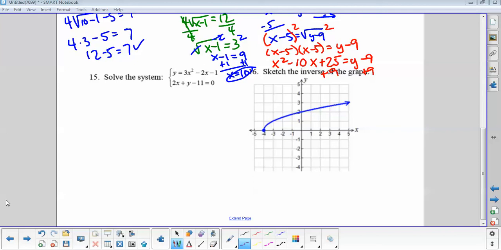Okay, so we're still on the third quarter review, and we're at the bottom of page 2 now, problem 15. We're solving a system of equations, so one method for solving a system is substitution. If y is equal to all of this, you can substitute all of that for the y in the second equation. So I'm going to rewrite the second equation, 2x plus, but instead of writing the y, I'm going to write everything that equals the y.